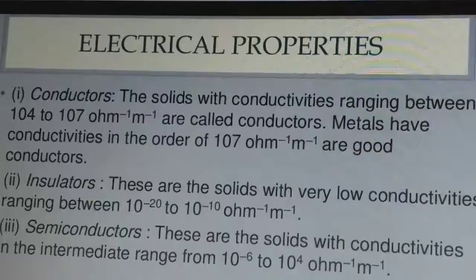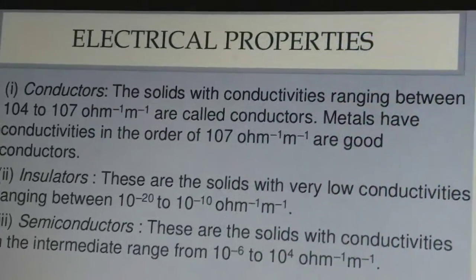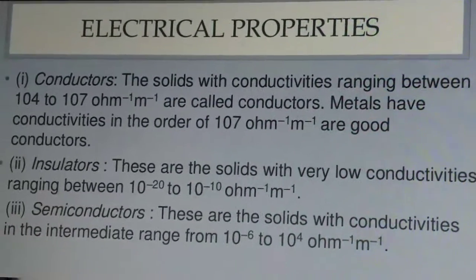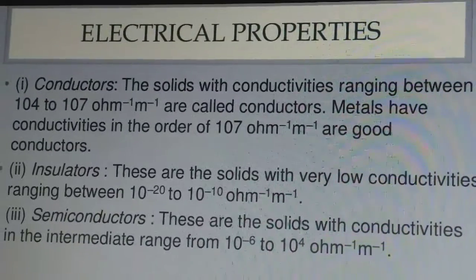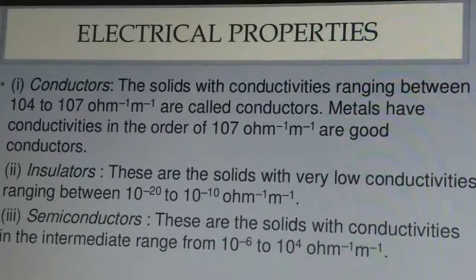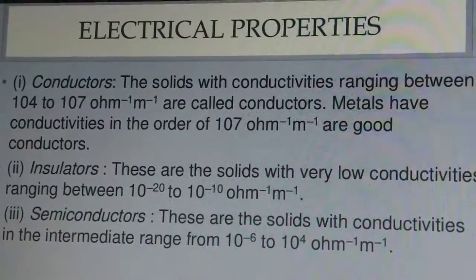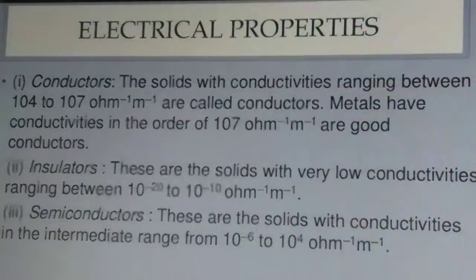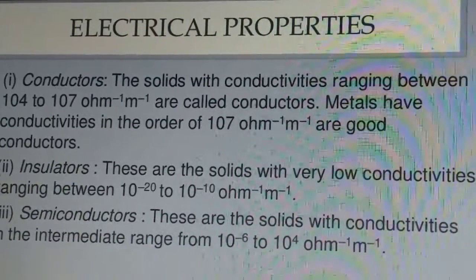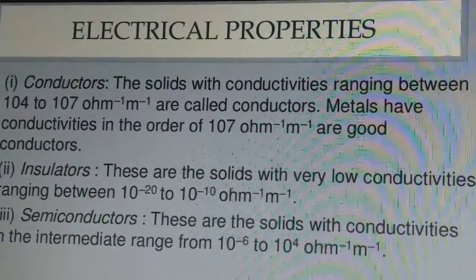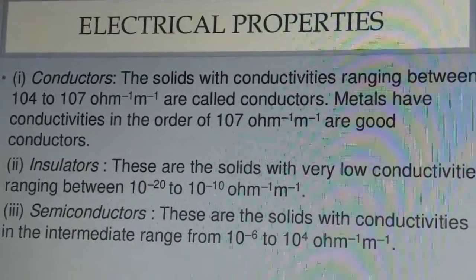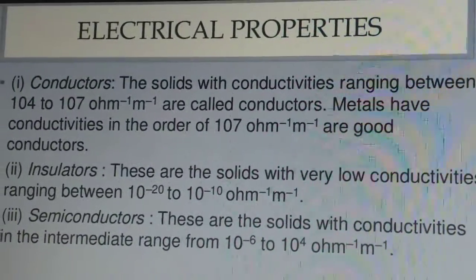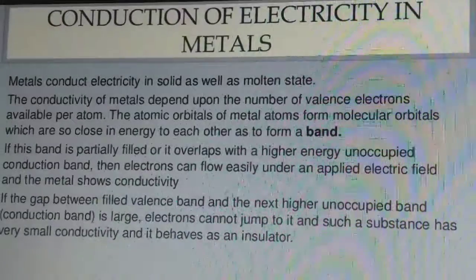Insulators are solids with very low conductivities ranging from 10 to the power minus 20 to 10 to the power minus 10 per ohm per meter. And semiconductors are solids with conductivities in the intermediate range from 10 to the power minus 6 to 10 to the power 4 per ohm per meter. So based on the conductivity of solids, they are classified into three types: conductors, insulators, and semiconductors.